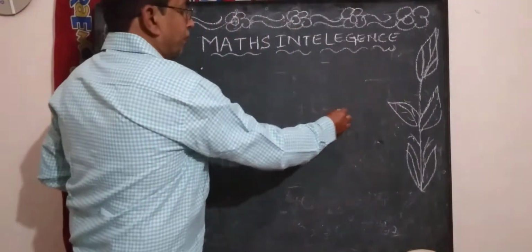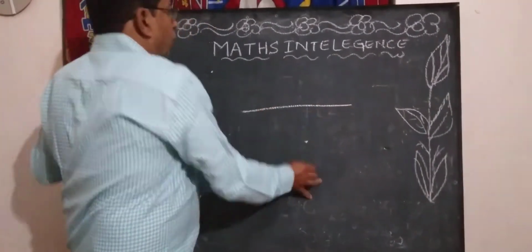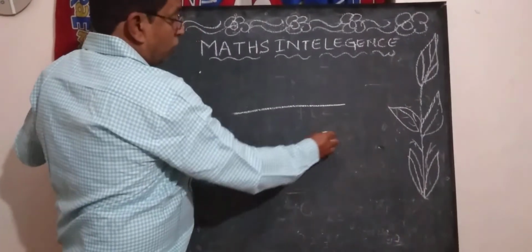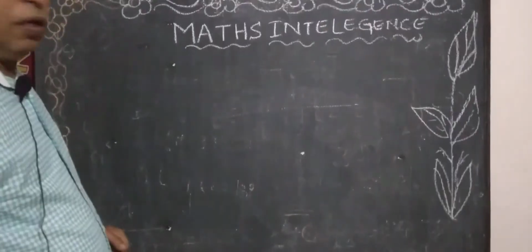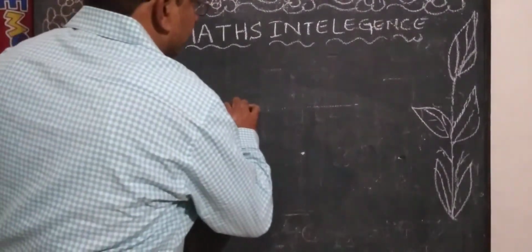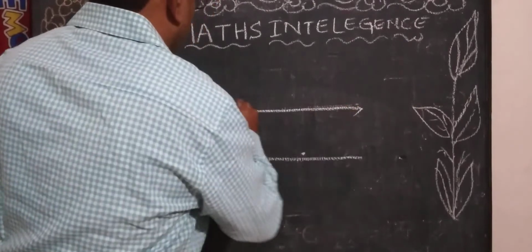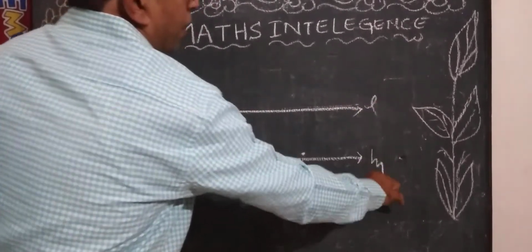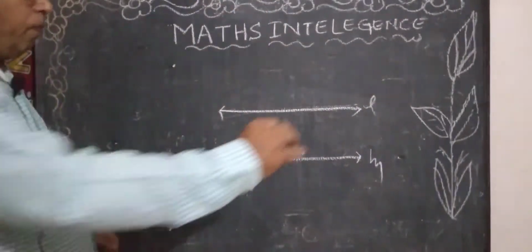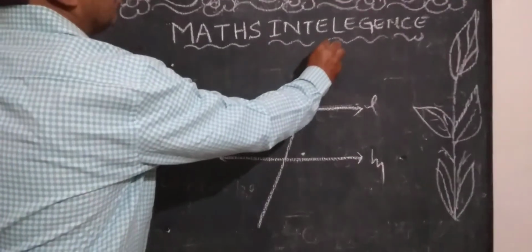Parallel lines. Now we have to draw them. Now we'll observe. Here are two parallel lines, so L is parallel to M. Now draw a transversal line. P is the transversal line.